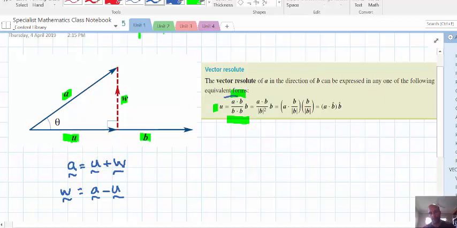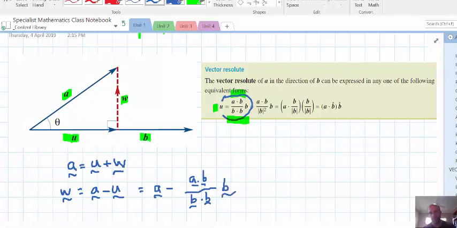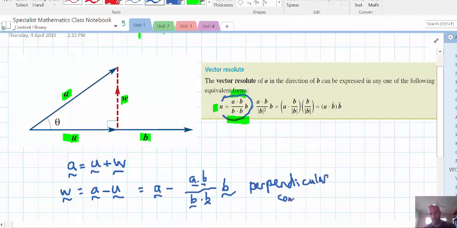Now vector u, the expression we just alluded to, is up here, so that would be the same as vector A take A dot B over B dot B times vector B. So that gives us an expression for the perpendicular component.